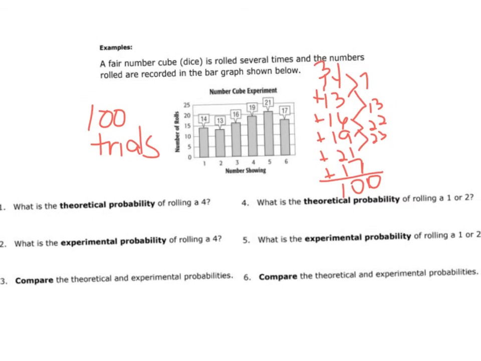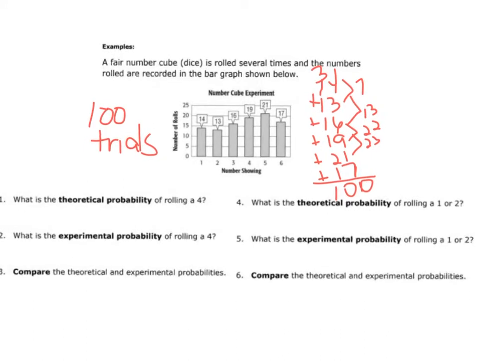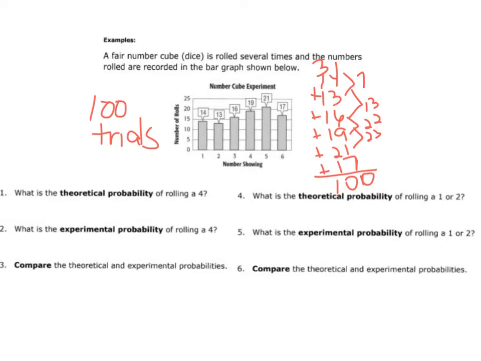Okay, so based on this information, we're going to go ahead and read what we have to do. It says, what is the theoretical probability of rolling a 4? Now remember, theoretical means that you're just looking at the dice and it's just what should happen. So how many 4s do we have in a die? 1. So the probability of a 4 would be 1 out of how many possible outcomes? 6. Okay, and that's just using the dice. So 1 out of 6.